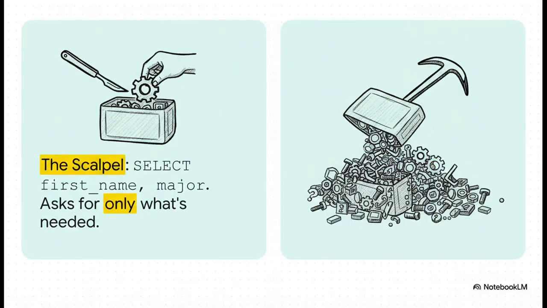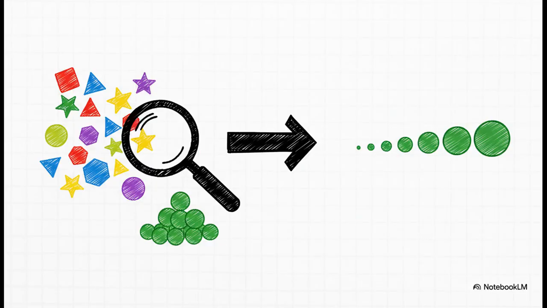And this right here shows the 2 approaches perfectly. On the left, you've got the scalpel. SELECT first_name, major. You're asking for exactly the information you need and nothing else. And on the right, you've got the crowbar. SELECT *, which just means give me everything. Now, the crowbar is fine for a quick peek while you're building things, but in a real-world system with millions of items, it is an absolute performance killer. You got to use the scalpel. And to make that scalpel even more precise, you can add a couple more tools.